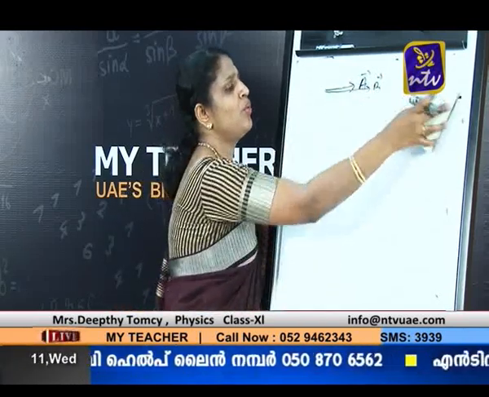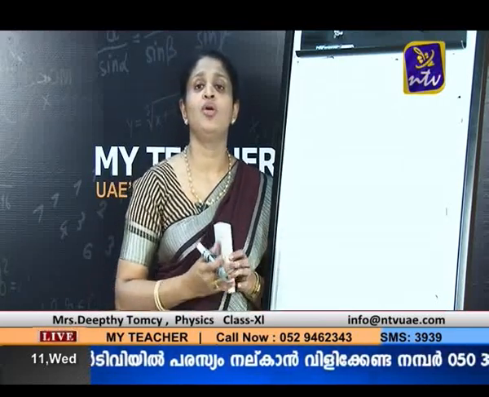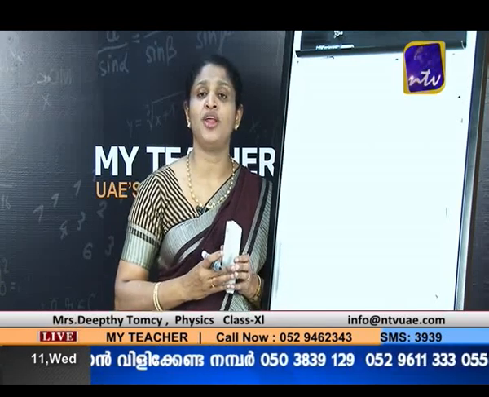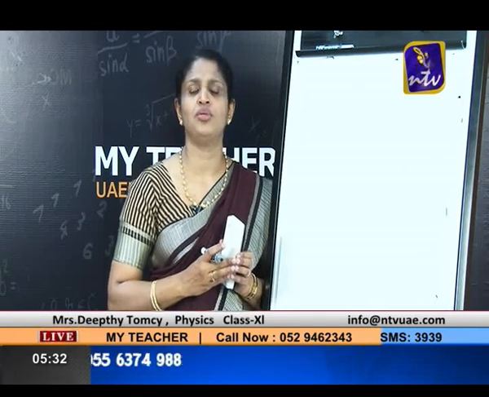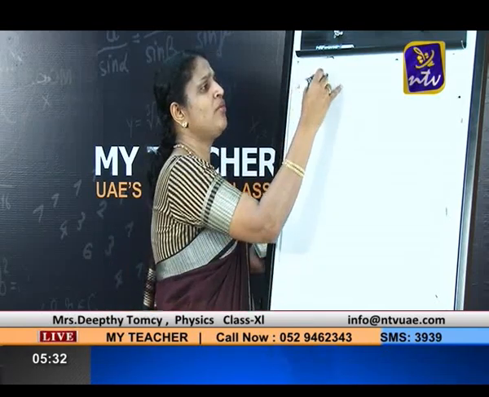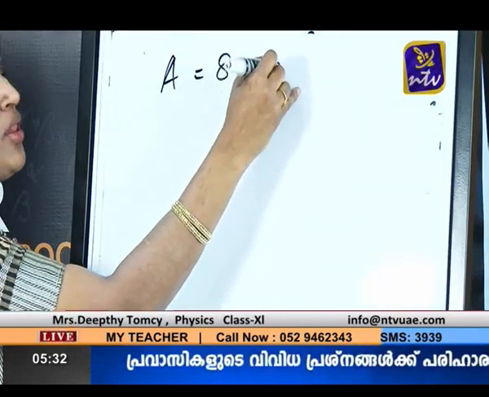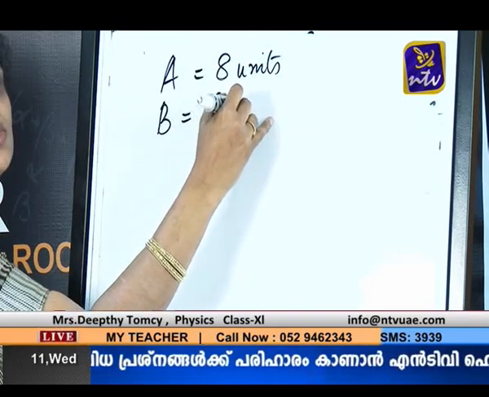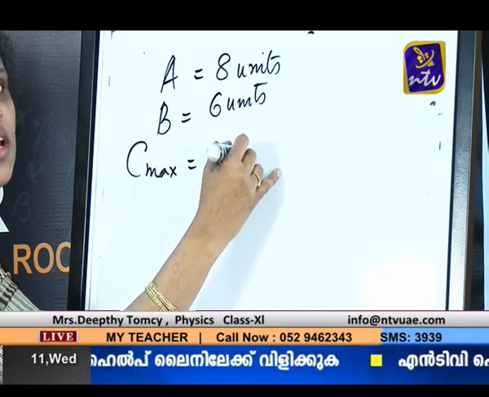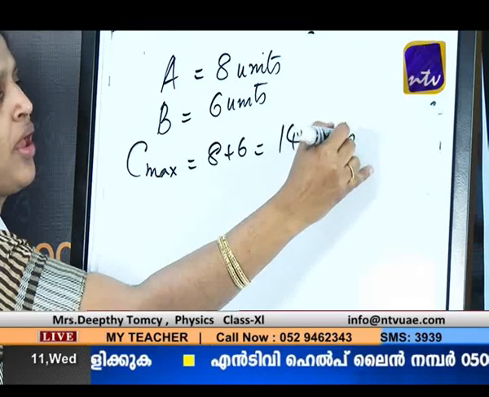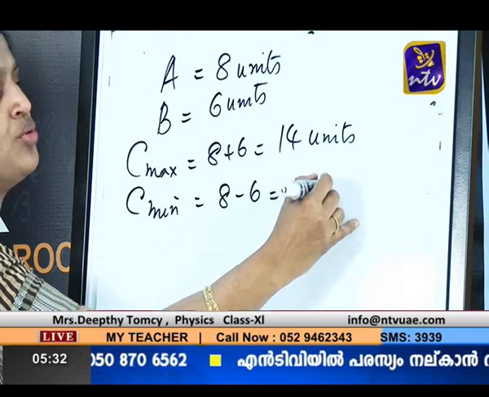And I can give you one simple example of such a problem. For example, if you are given two vectors with values 8 units and 6 units, what is the maximum resultant possible for these two vectors? If the magnitude of vector A is 8 units and the magnitude of vector B is equal to 6 units, then the maximum value of the resultant is 8 plus 6, that is equal to 14 units, and the minimum value of these two vectors will be equal to 8 minus 6, that is equal to 2 units.